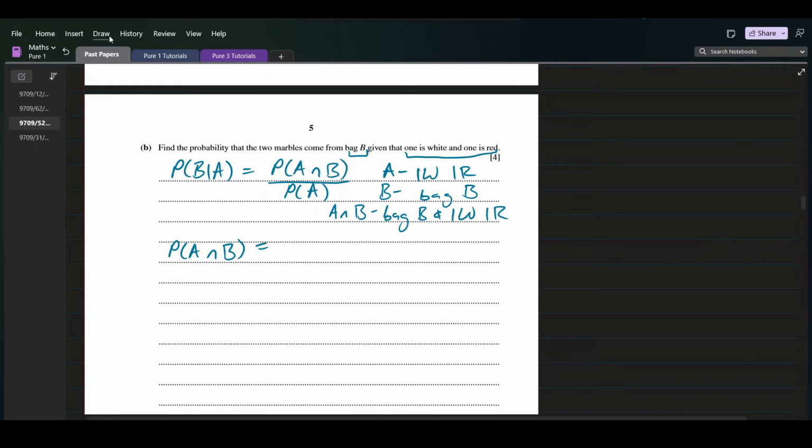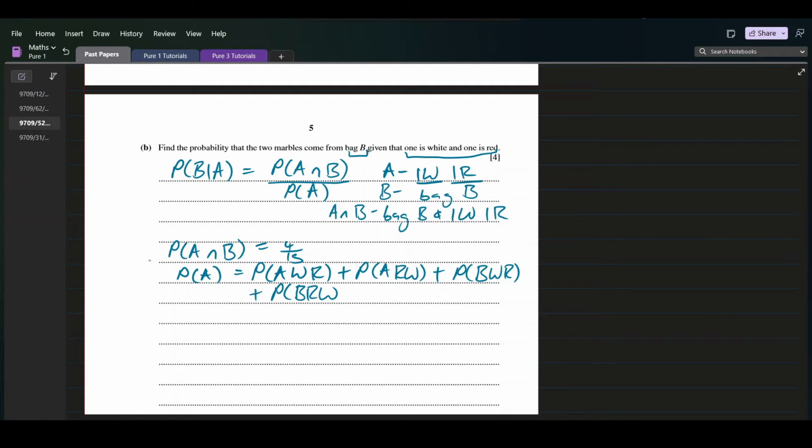So this would become 4 over 15. And then now let's find the probability of A. So the probability of A is the probability of picking one white and one red. So we can either pick peg A followed by one white, one red, and then pick peg A again followed by one red and one white, or we can pick peg B followed by a white and a red plus peg B followed by red and a white.